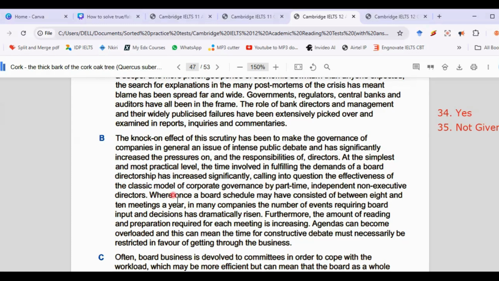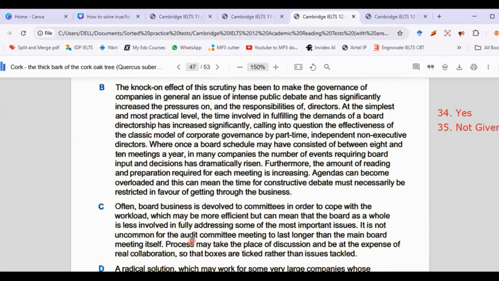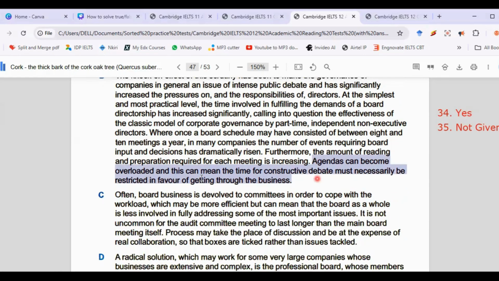Calling into question is the effectiveness of the classic model of corporate governance by part-time independent non-executive directors, where once a board schedule may have consisted of 8 to 10 meetings a year. In many companies, the number of events requiring board input and decisions has dramatically risen. Furthermore, the amount of reading and preparation required for each meeting is increasing. Agendas can become overloaded, and this can mean, can you see time again, that time for constructive debates must necessarily be restricted in favor of getting through the business.